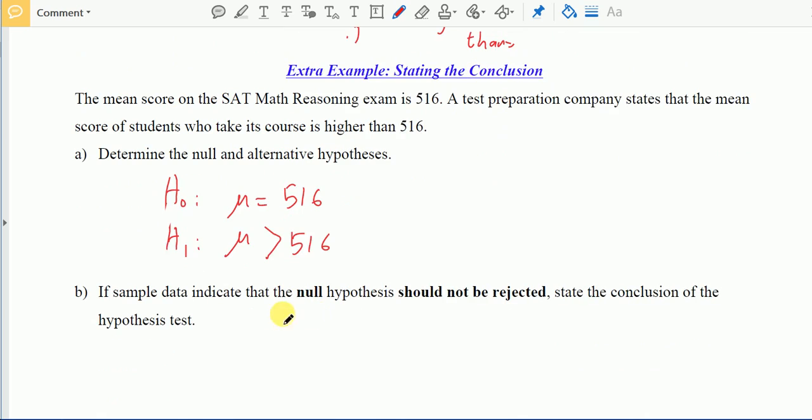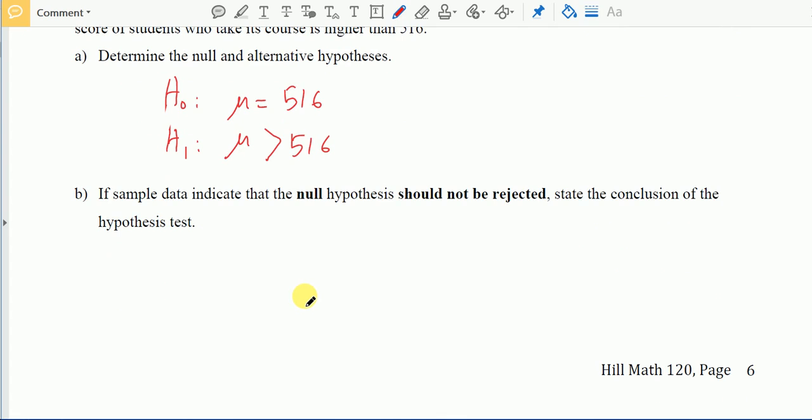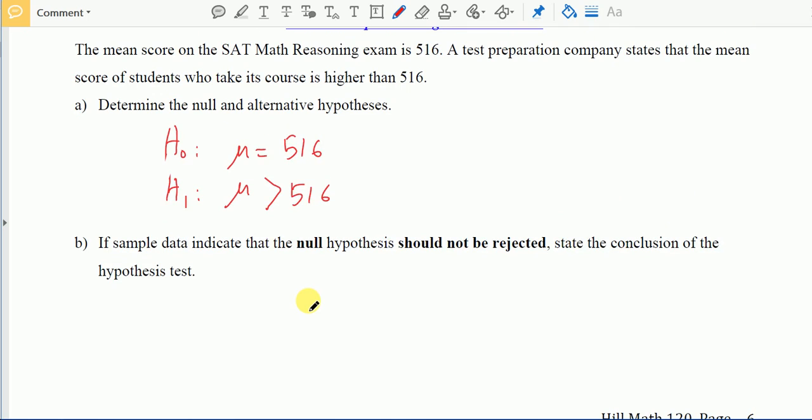Now, if the sample data indicates that the null hypothesis should not be rejected, state the conclusion of the hypothesis test. The conclusion is that there is insufficient evidence that the mean score on the SAT math reasoning test of students who take the test preparation course is greater than 516, because we should not reject. Therefore, we don't have enough evidence.